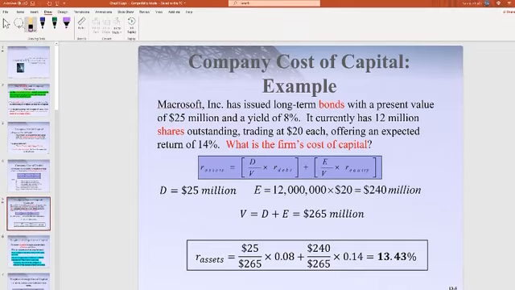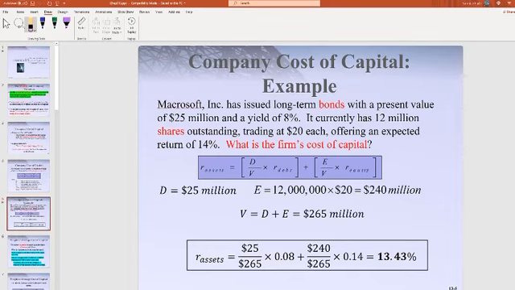First of all, we need the D, E and V, the three items. D, from the name, is for debt. What is the value of debt? According to the question, we know a bond is an example of debt, right? The value is 25 million. So this is ready from the question.